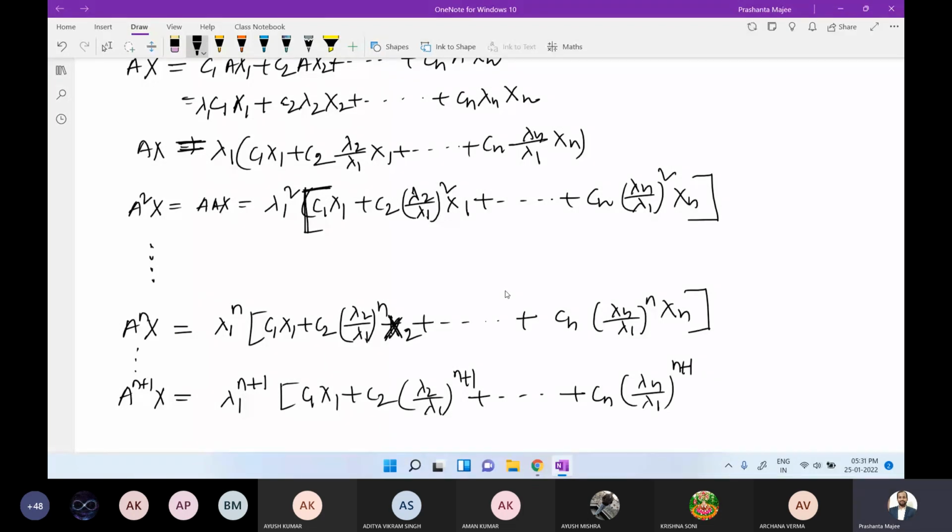Or let us use the symbol k, because n is already present as the dimension of the matrix. So let us use the symbol k.